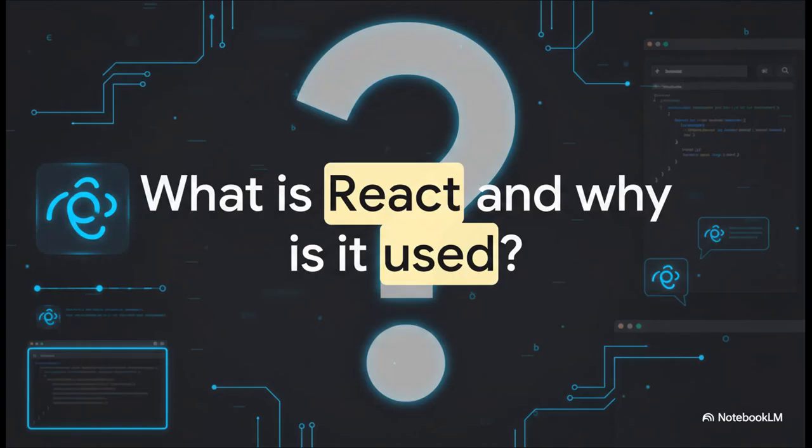So this one is almost always the opener. It sounds simple, right? But believe me, your answer here really sets the stage for the whole interview. We're not just looking for a definition from a textbook. We want to see if you understand the core problems React was built to solve.